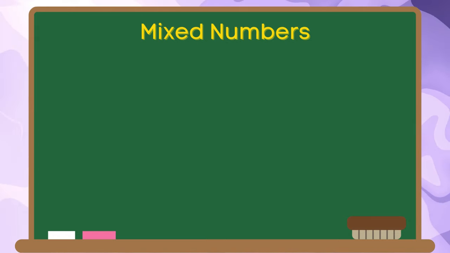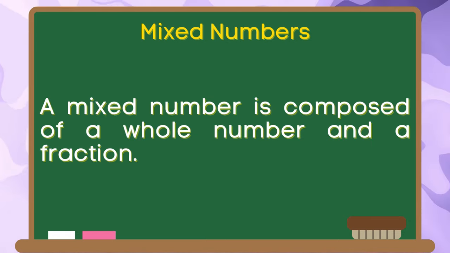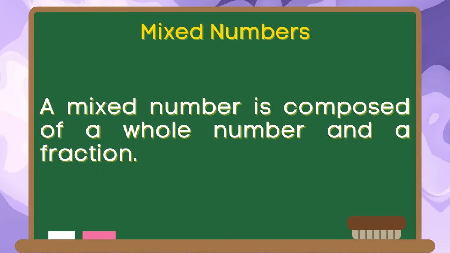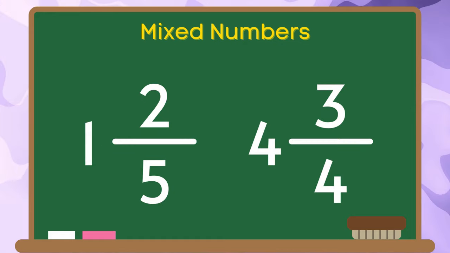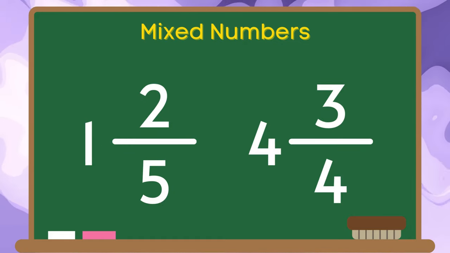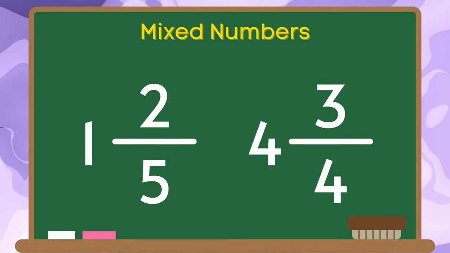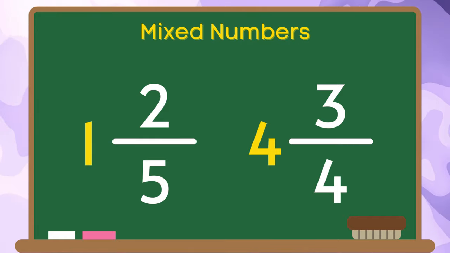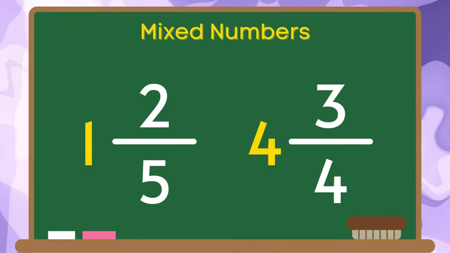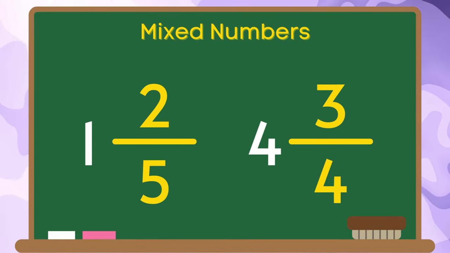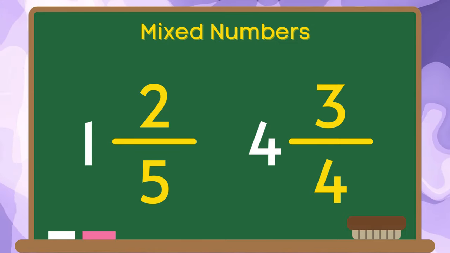Now, what are mixed numbers? A mixed number is composed of a whole number and a fraction. These are examples of mixed numbers. We have 1 2/5 and 4 3/4. In these examples, 1 and 4 are the whole numbers, 2/5 and 3/4 are the fractions.